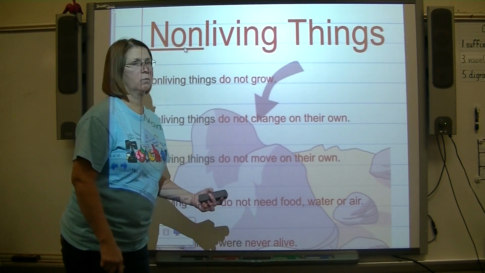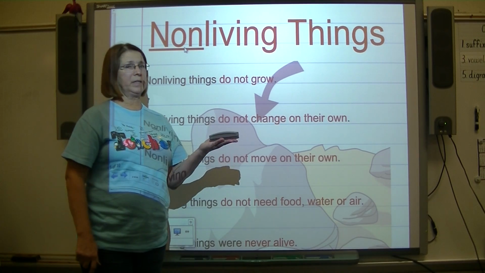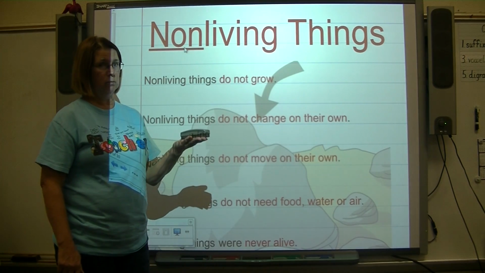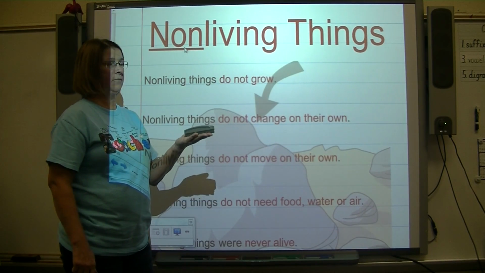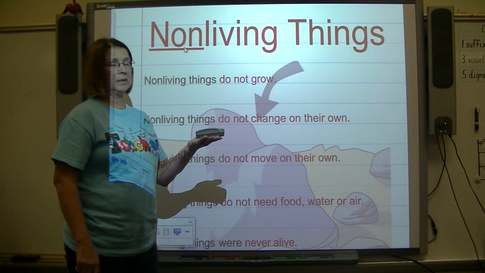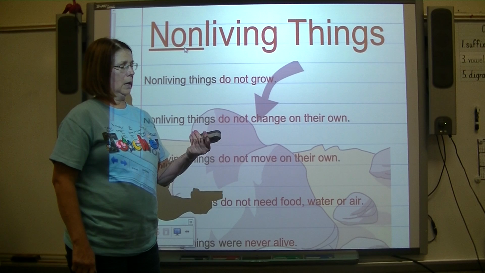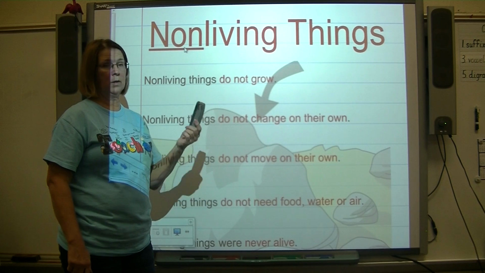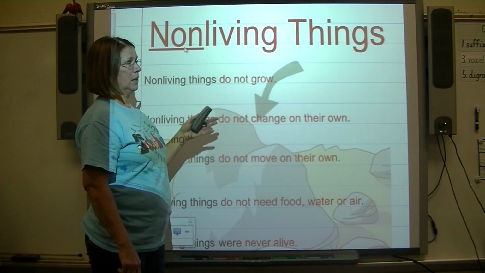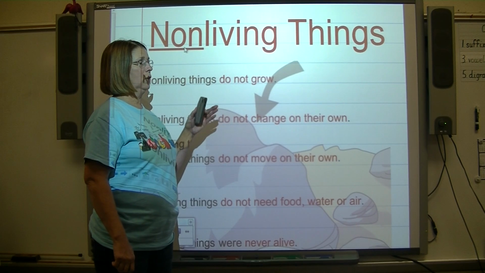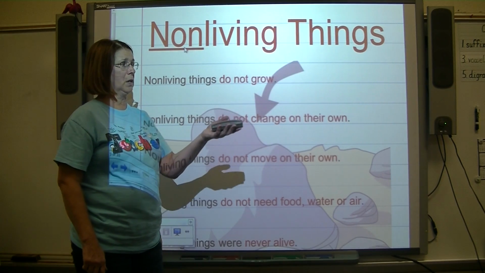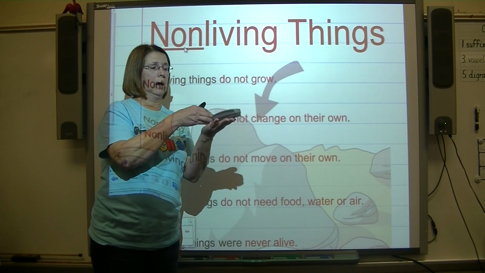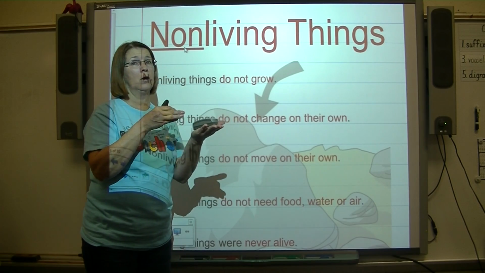Okay, let's look at this eraser. It's the same size it's always going to be. It's not going to change on its own. It doesn't need food, air, or water. And it's never been alive. It's not going to grow. And the only way it could change is if I hit it with a hammer or something and smash it. But we don't want to do that. So living things grow, change, move, need food, water, and air, and they can reproduce. But non-living things can't do any of those things. Now, it'll move if I move it. I can move it like that. But it's not moving on its own.